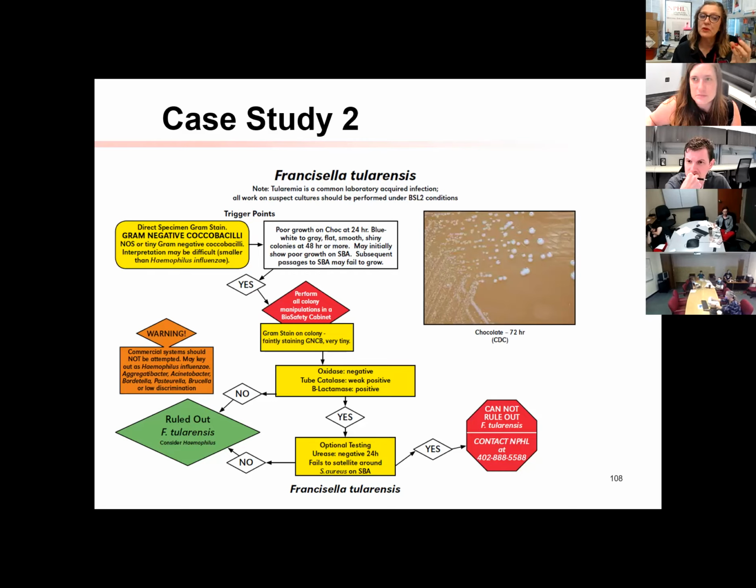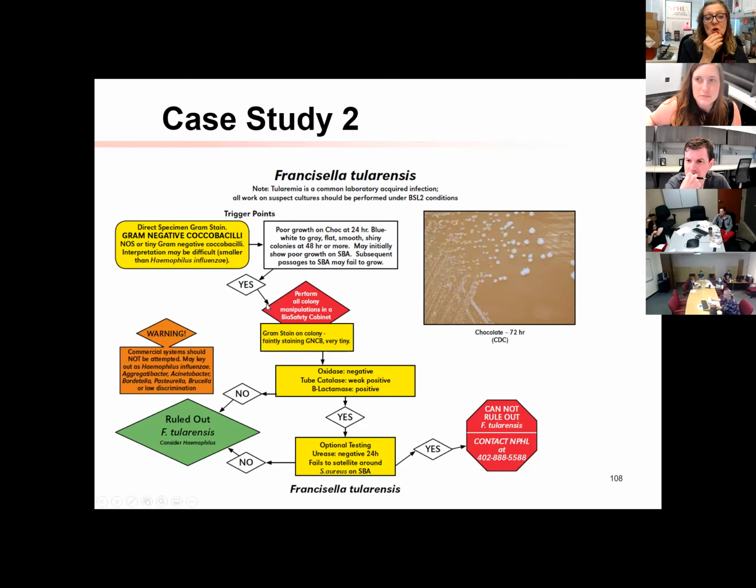A lot of people get Francisella mixed up with Haemophilus. There have been many people who've worked on Haemophilus for two or three days until at one point, oh, now it's not growing on blood. And oh, we do have a Francisella. And that's where the exposures happen.